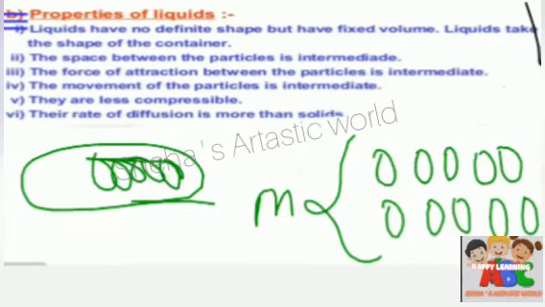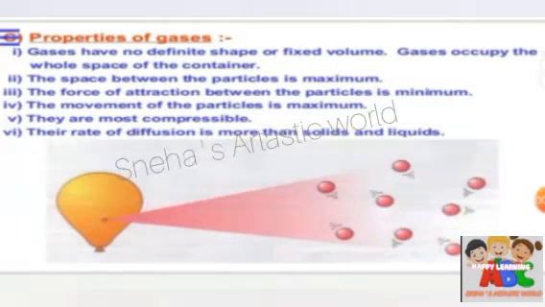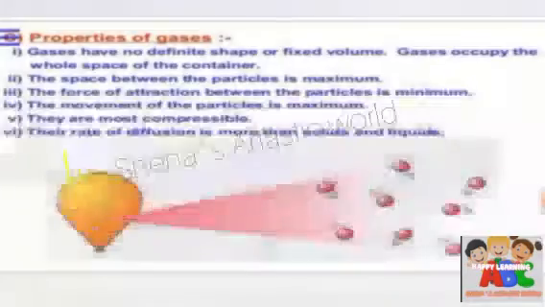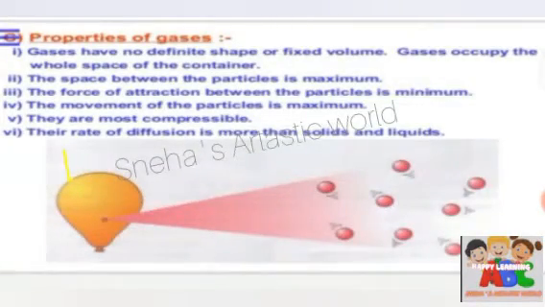Go ahead to the gaseous properties. We learn the gaseous properties. Gases have no definite shape or definite volume. Gases occupy the whole space of the container. Gas has no shape. For example, I will change the color. It has no fixed shape. It also takes the container's shape, but the mouth is closed. Next one is no fixed volume.